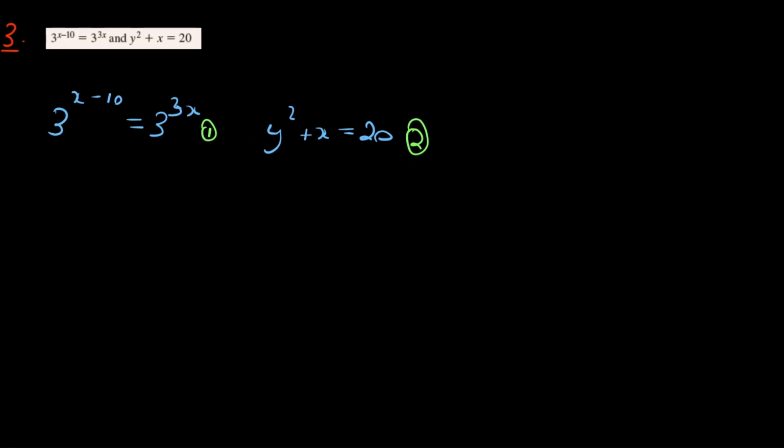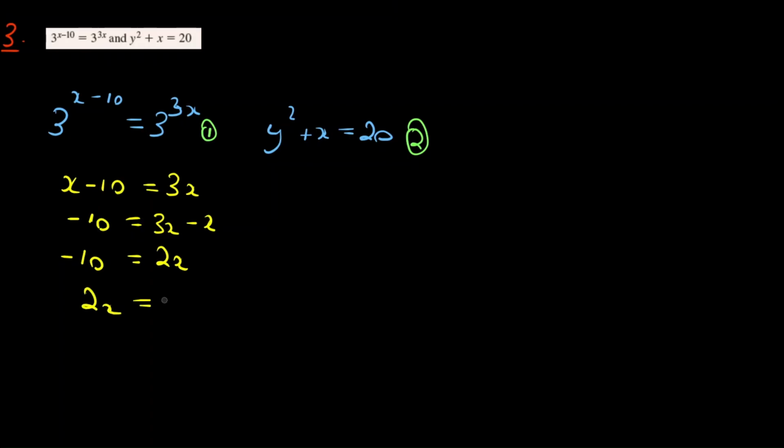From our equation 1, we can see that these exponents have the same base, and if exponents have the same base, we drop the bases and equate the exponents. So we can simply say x minus 10 is equal to 3x, and we can further simplify this by taking x to the other side of the equation. We'll have minus 10 is equal to 3x minus x, which is the same as minus 10 is equal to 2x. We can divide both sides by 2, which means x will be equal to negative 5.